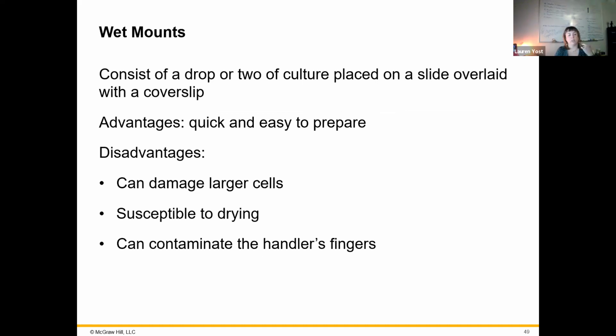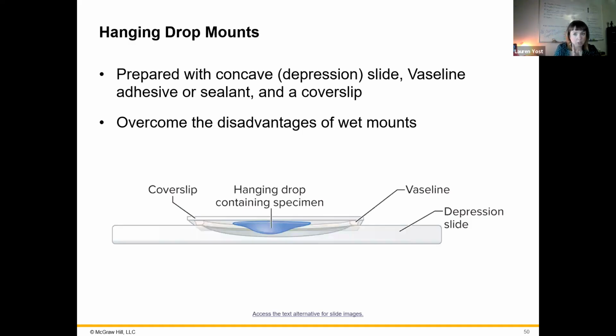So wet mounts are what they sound like. You take a drop of your broth, you put it onto a slide, you put a cover slip over it, and you look at it. You don't typically get to have any stains, so there's usually not a whole lot of contrast there. This can damage larger cells like eukaryotic cells. They are susceptible to drying out. It actually happens a lot more quickly than you would think. They are also very quick to repair, and they cause a lot of contamination. They really do. They kind of get all over the place, and it's gross. So when we do that, be sure to clean your microscope. Be very much a stickler about that.